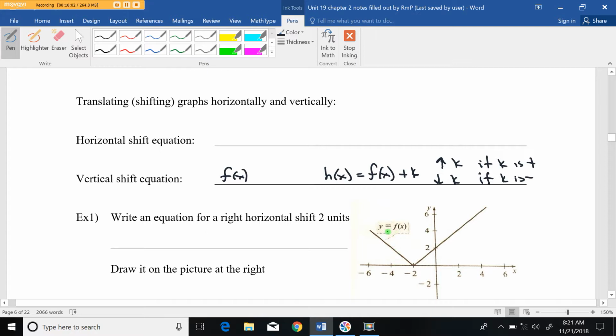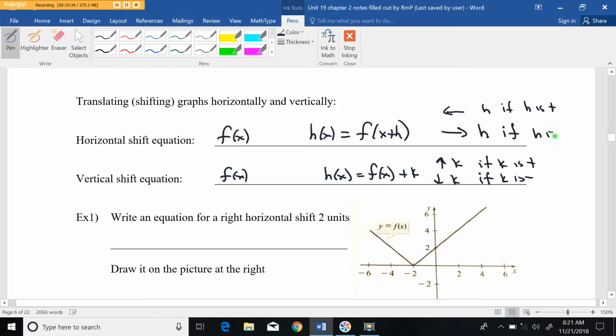Okay, for horizontal shifts, if I have a function f(x) and I have another function h(x), which is equal to f(x plus h), and I'll give examples of what that means here in a minute. The relationship between h and f is this. You take f(x) and you shift it left by an amount h if h is positive, right by an amount h if h is negative.